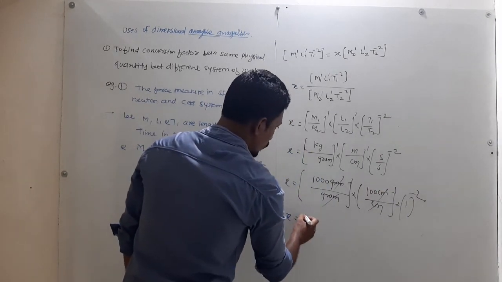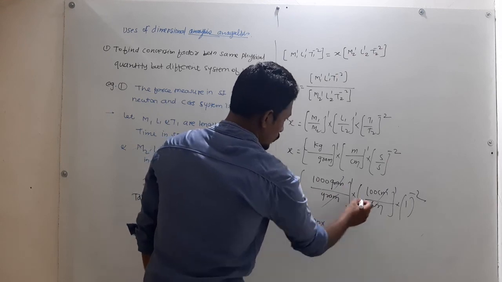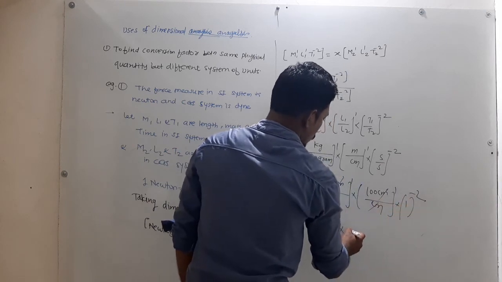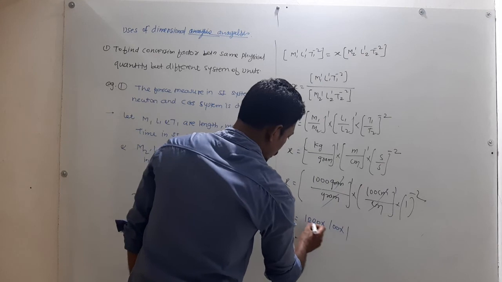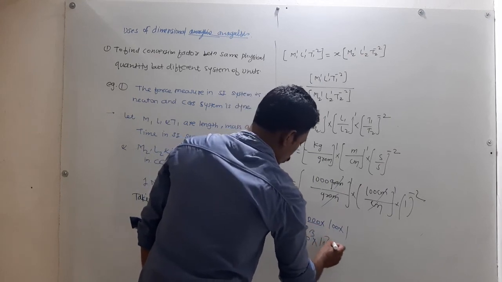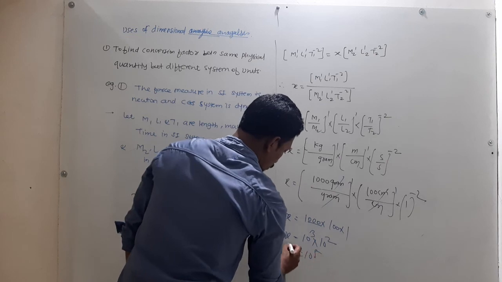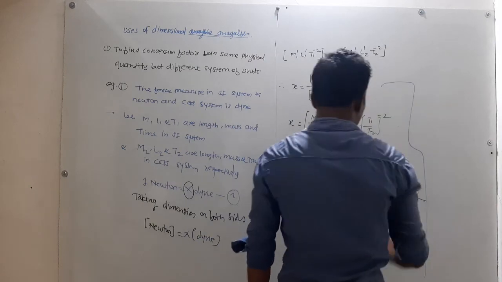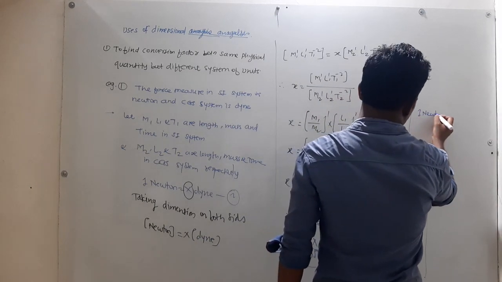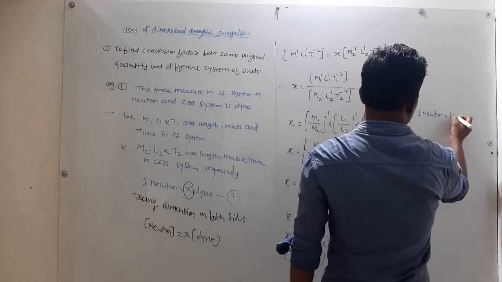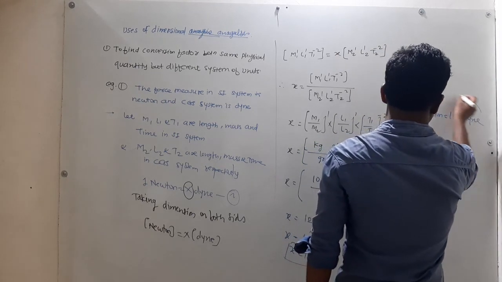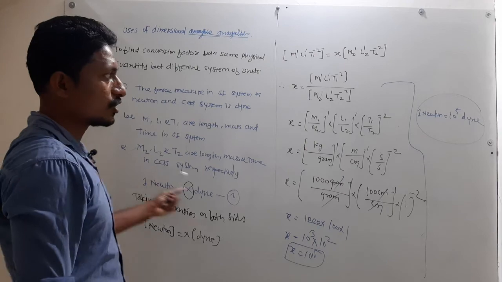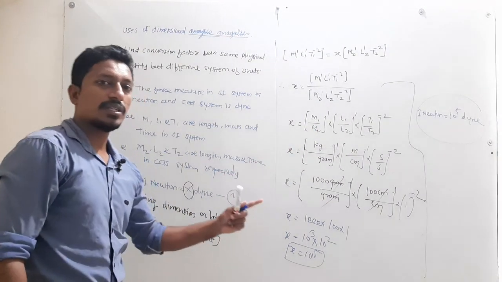X is equal to 1000 and 100 into 1 raised to minus 2. 1 raised to minus 2 is 1, so what is x? This is 10 raised to 3, this is 10 raised to 2, so x is equal to 10 raised to 5. Therefore, which relation occurs? 1 Newton is equal to x dyne, that is 10 raised to 5 dyne. This is the conversion factor between the same physical quantity of force in SI system and CGS system.